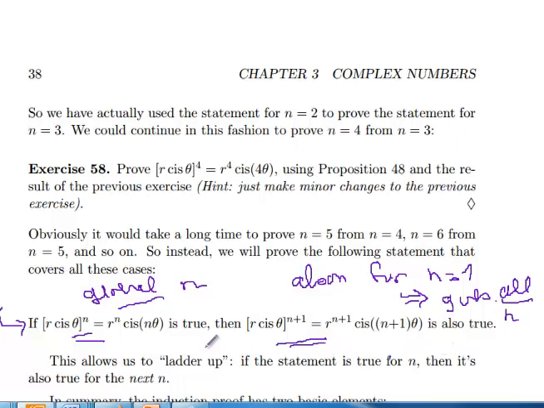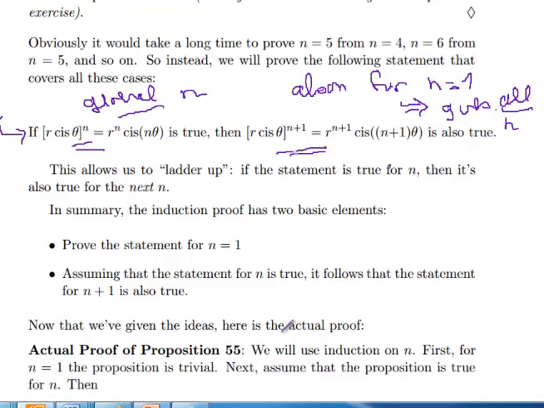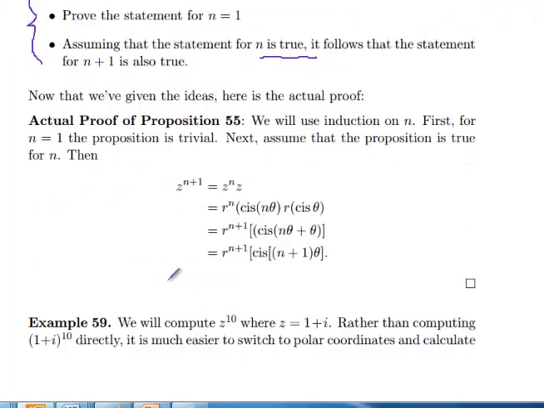Okay. So you prove the statement for n equal 1, prove the statement that if the statement for n is true, then the statement for n plus 1 follows. Then if you have those two parts, then you have the proof for all possible values of n. Okay, so here's the summary of how an induction proof works. Prove the statement for n equals 1. Assume the statement for n is true. It follows that the statement for n plus 1 is true. All right, and here we go through the actual details.